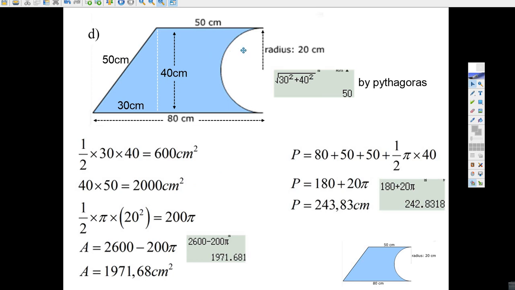And then to work out the blue area, we take away half of the circle. Well, pi r squared, pi times radius squared, and take half of it. Well, that's 400 pi, that's 200 pi. Well, there it is. If this was all the way out here, I'd have the rectangle plus the triangle, it'd be 2,600 minus 200 pi. I put that in my calculator, and I got 1971.68 square centimeters for the area of this blue shaded region.